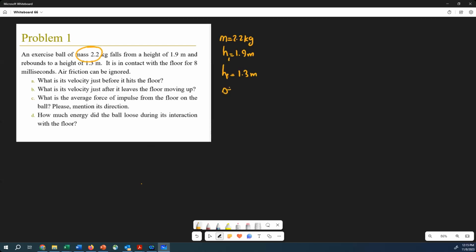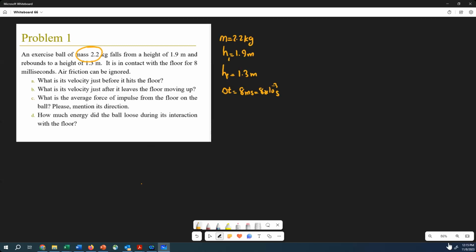So this ball, when it's dropping, touches the ground, and the contact time is 8 milliseconds. How can we write the 8 milliseconds? It's going to be 8 times 10 to the power of -3 second. Okay, and it's asking to calculate the parts from A to B.